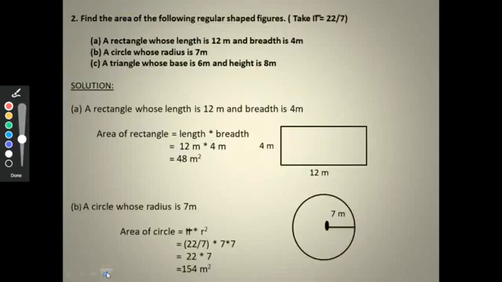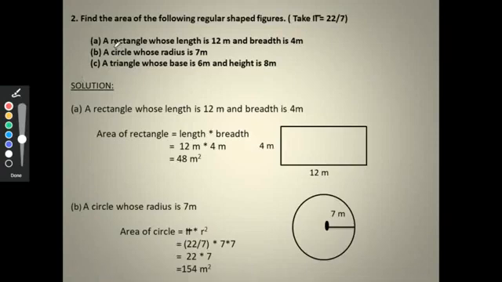Find the area of the following regular shaped figures. Take pi is equal to 22 divided by 7. So the first is a rectangle whose length is 12 meter and breadth is 4 meter. The next one is a circle whose radius is 7 meter, and the next one is a triangle whose base is 6 meter and height is 8 meter.